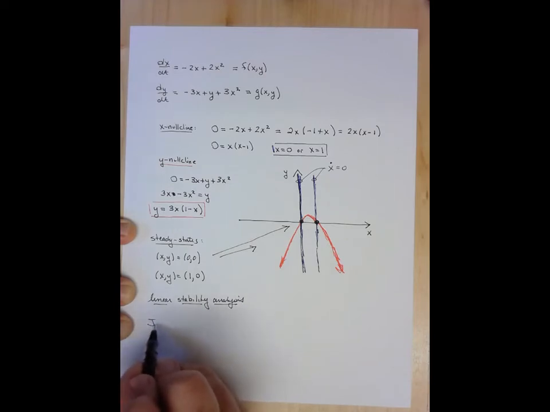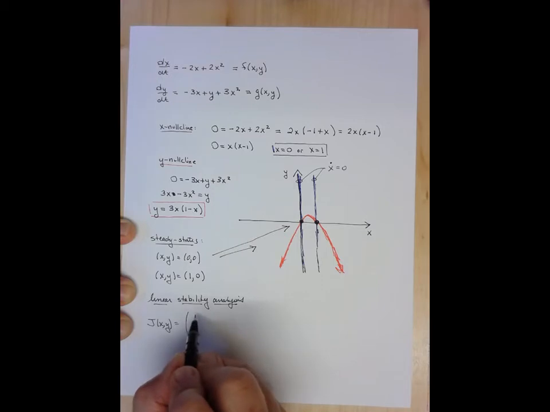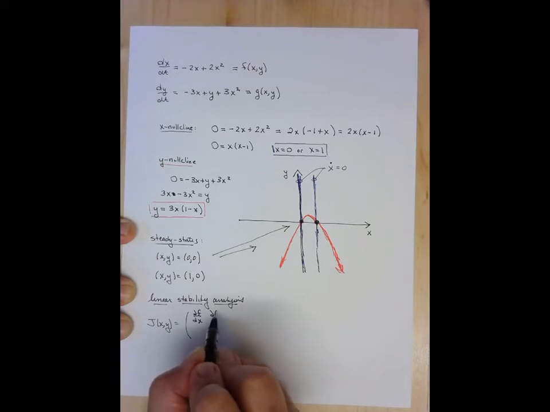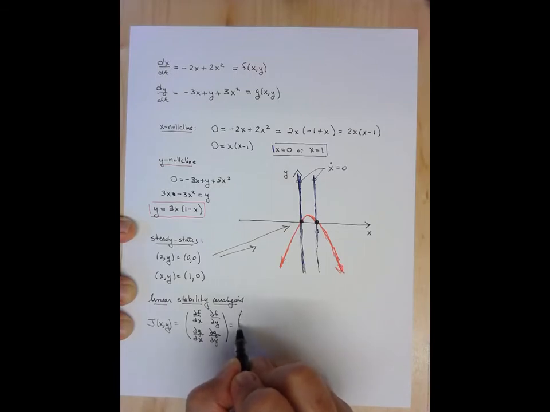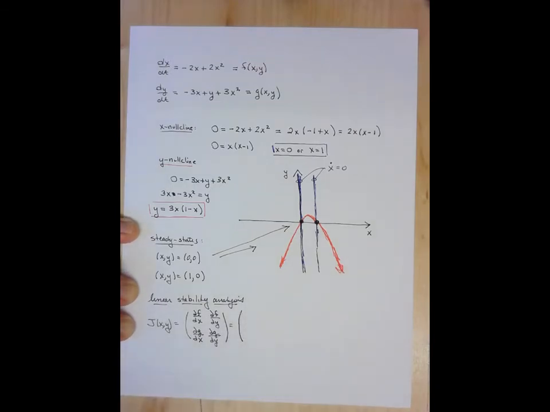What is the Jacobian of this system? It's a function of x and y potentially, and it's the partial derivative of the first equation with respect to the first variable, and then the partial derivative of the first equation with respect to the second variable. This element is the partial derivative of the second equation with respect to the first variable, and this element is the partial derivative of the second equation with respect to the second variable. And if we calculate those partial derivatives, we'll get the Jacobian matrix.